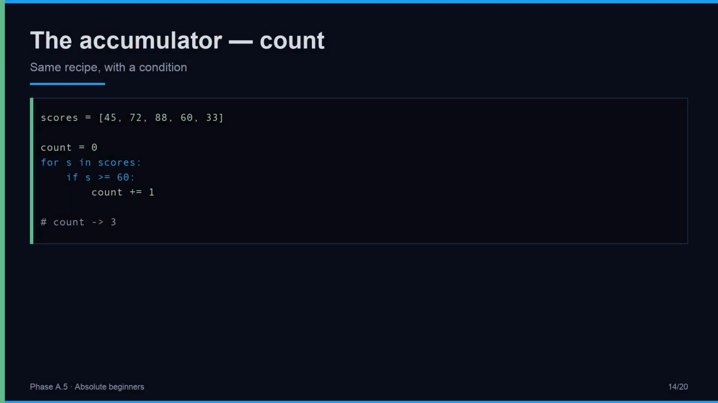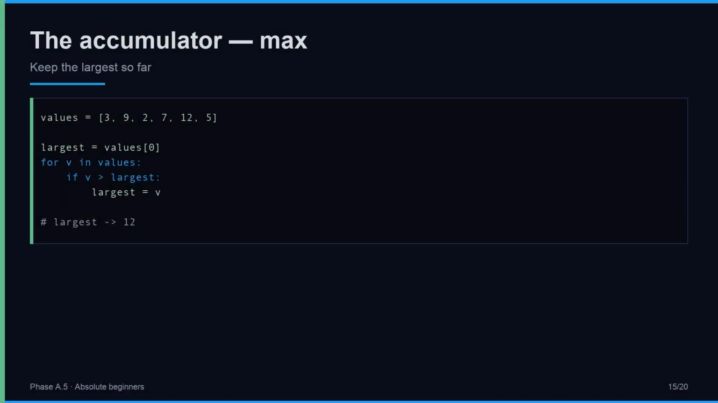Counting is just summing with a condition. Suppose you have a list of scores and you want to know how many passed. Initialize count at 0. Loop over the scores. Inside the body, if the score is greater than or equal to the passing mark, add 1 to count. After the loop, count holds your answer. The shape is identical to the sum. Initialize before, update inside, read after. You are still accumulating, you just decide, on each pass, whether to add. Same recipe, with a test.